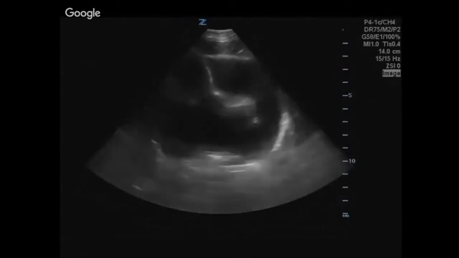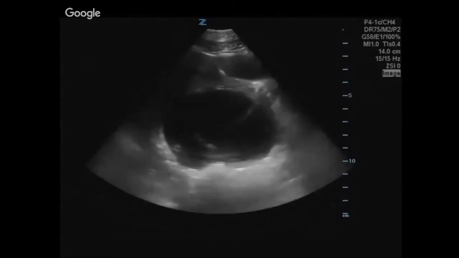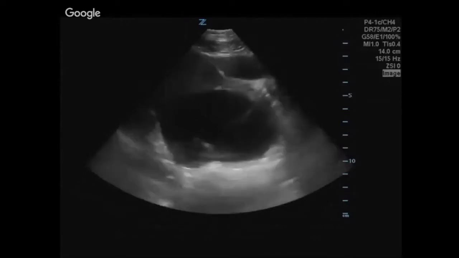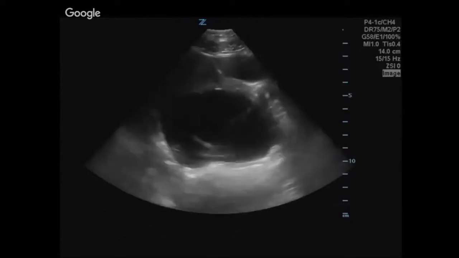Here's another example of an ovarian cyst. They can be really tricky. You don't always see them. You only see them when they're really big. Yeah, it's really hard. That can be a torsion.